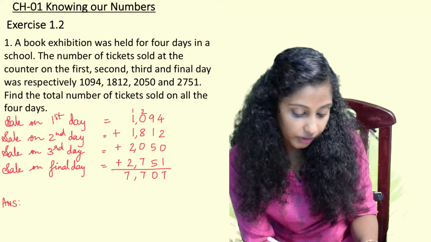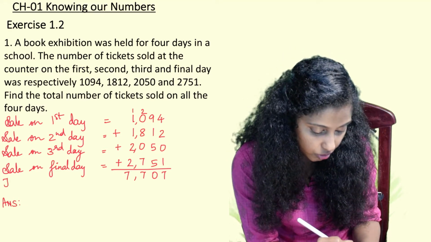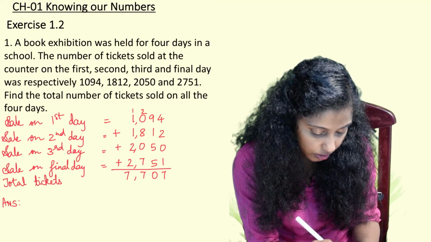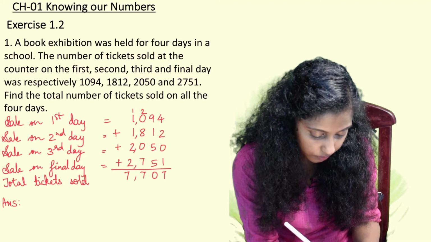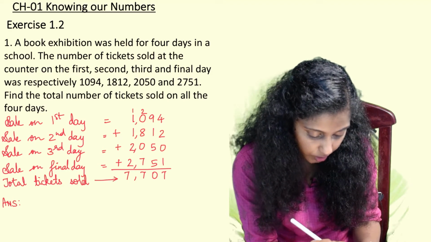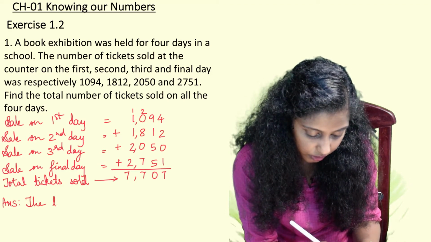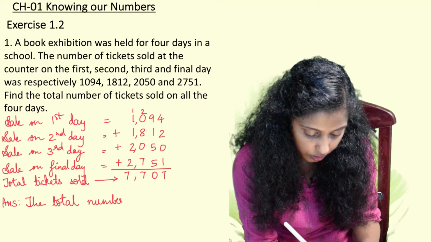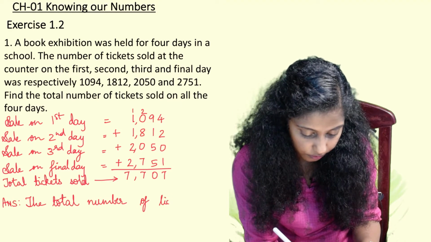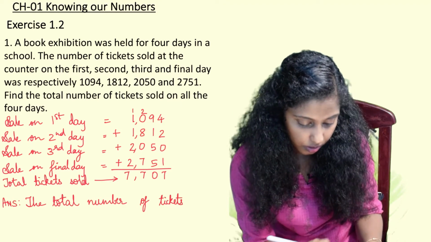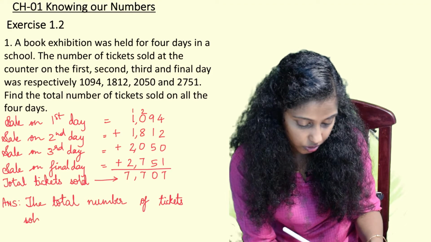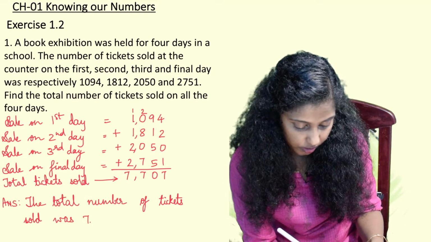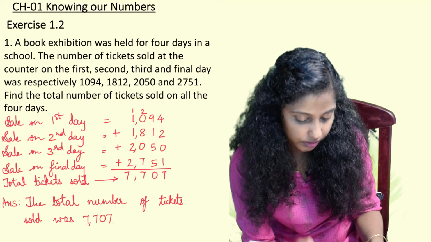Find the total number of tickets sold. So here we can write total tickets sold. And here again the total number of tickets sold, same to same we copy from the question. Total number of tickets sold was 7,707.